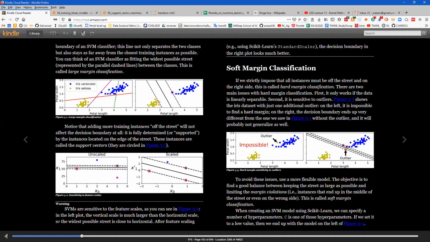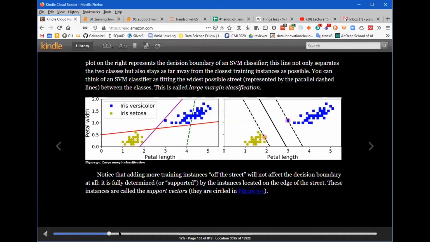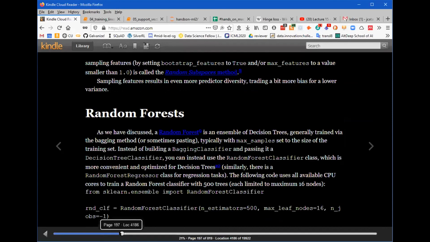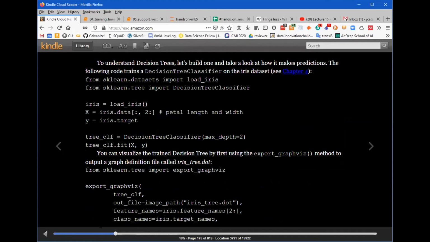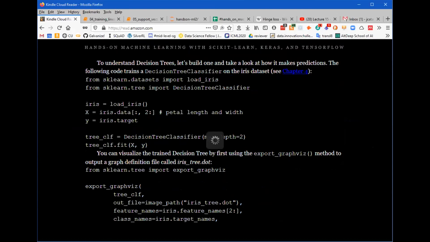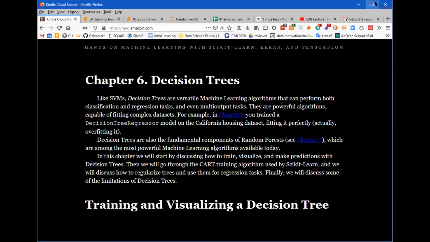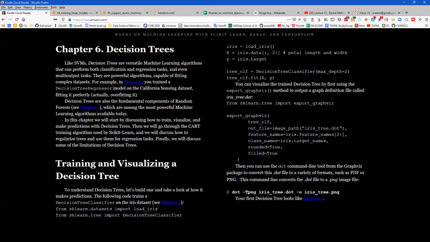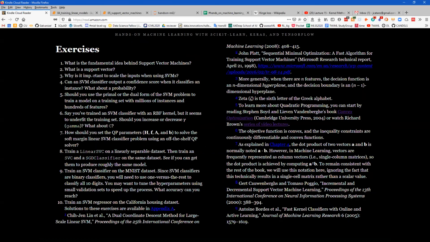Okay, shall we go back to the questions? Let's see, back to 172. That's too far. That's close. Oops, one more page. Okay, can an SVM classifier output a confidence score when it classifies an instance? What about a probability?